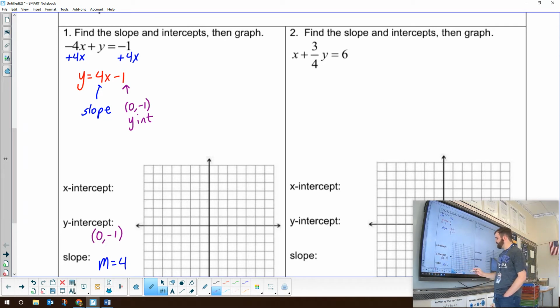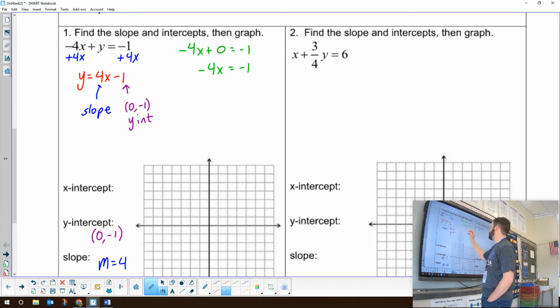Bam. Now, if I wanted to find my x-intercept, remember, to find your x-intercept, we're going to plug in 0 for y. So back over here, I can go negative 4x plus 0 equals negative 1. That 0 just kind of goes away because it's just 0. And then I can divide both sides by negative 4, and we're going to get x equals 1/4. And so my x-intercept is going to be at 1/4, comma 0. So when we graph it, we'll see if that checks out.